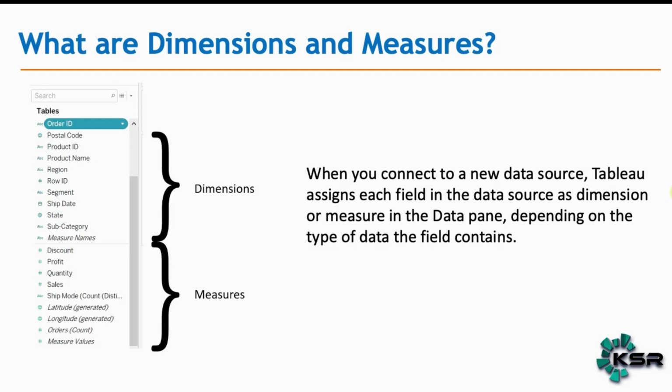So when you connect to a new data source, what Tableau does is it assigns each field in the data source as a dimension or a measure in the data pane. So if you see on the left hand side, you have this data pane and Tableau categorizes the fields as dimension or measure, depending on the type of data the field contains.